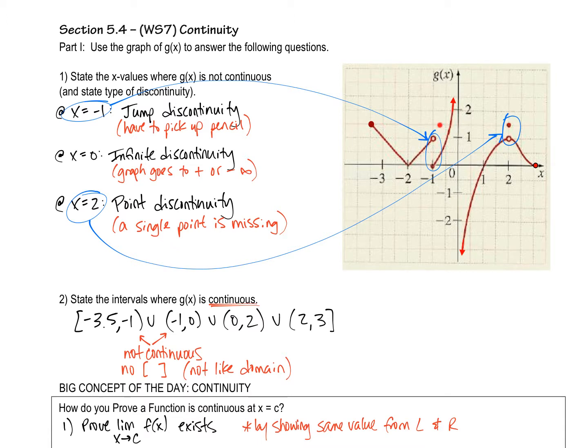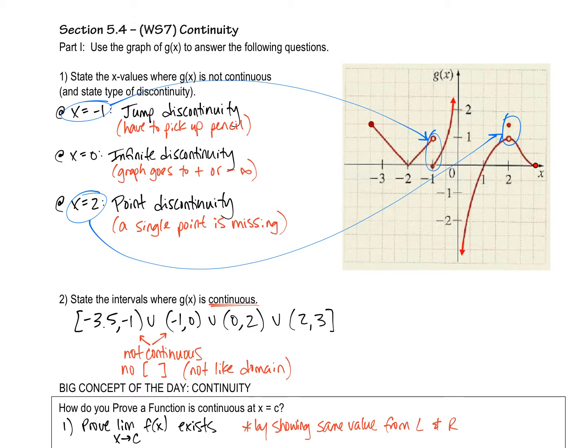Okay, so then I jump and I come down here and I'm continuous, continuous, continuous until I get to 0, and that's the next place where it's not continuous. And again, those are parentheses there because it's not continuous at 0. That was my infinite discontinuity here. And so again, at 0, now I'm continuous, continuous, continuous, continuous, continuous until I get to 2. That's the last spot where I'm not continuous, and that was our point discontinuity.